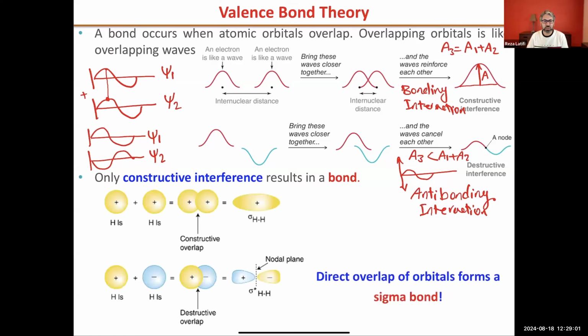Anti-bonding interaction. Okay, atomic orbitals, when they reach each other, they might reach each other in the right position. You might get bonding or anti-bonding interaction, and that's a good subject for another lecture.